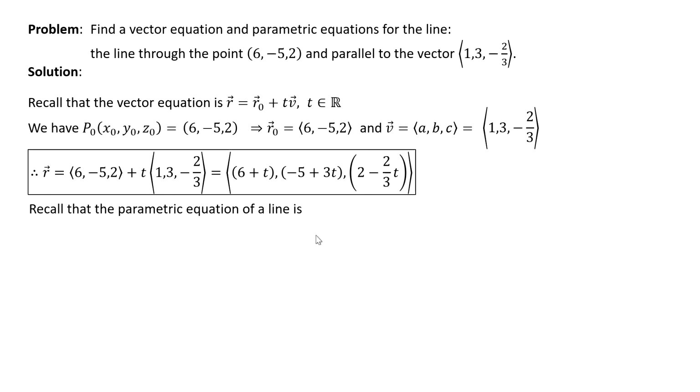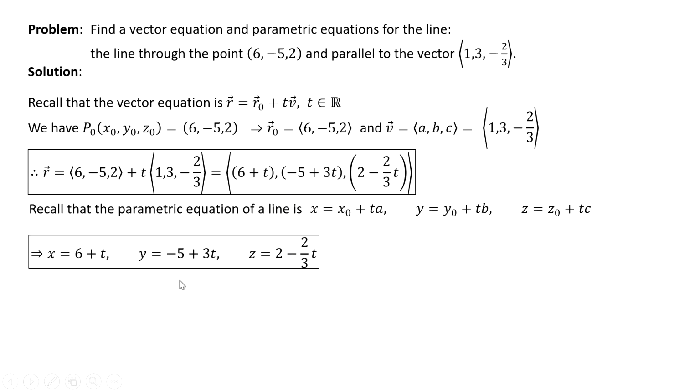Next, recall that the parametric equation of a line is this. We already did everything. This component is x0 plus ta, this is y0 plus tb, and this is z0 plus tc. So all we need to say is x equals 6 plus t, y equals negative 5 plus 3t, and z equals 2 minus 2/3 t, and we are done.